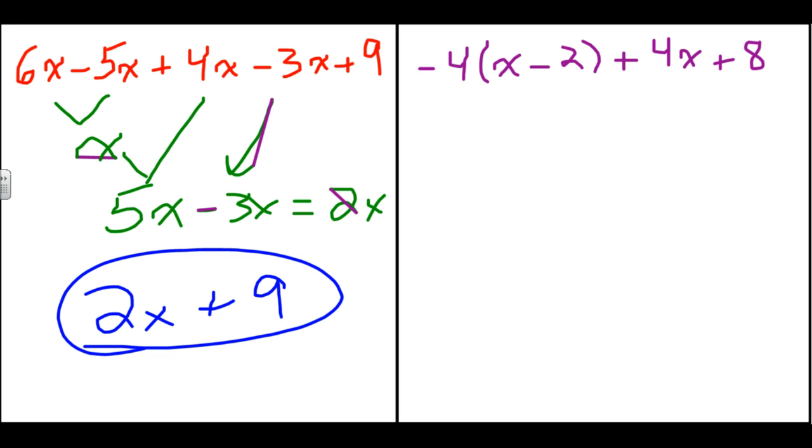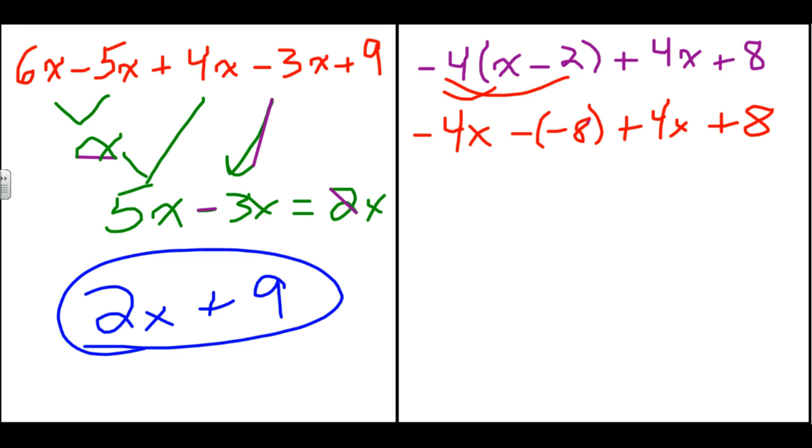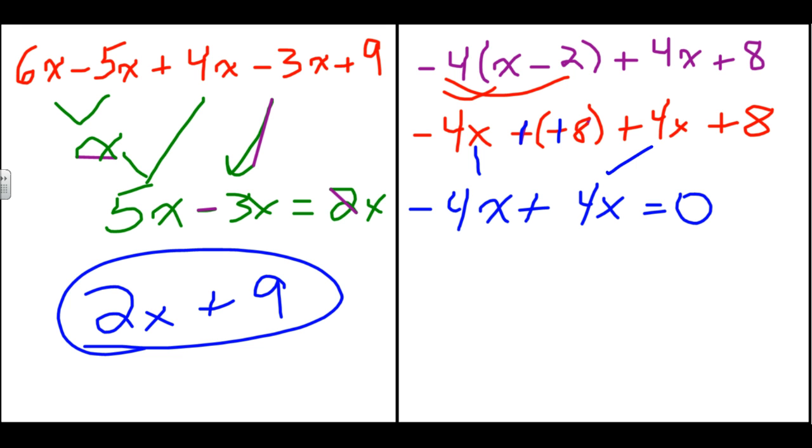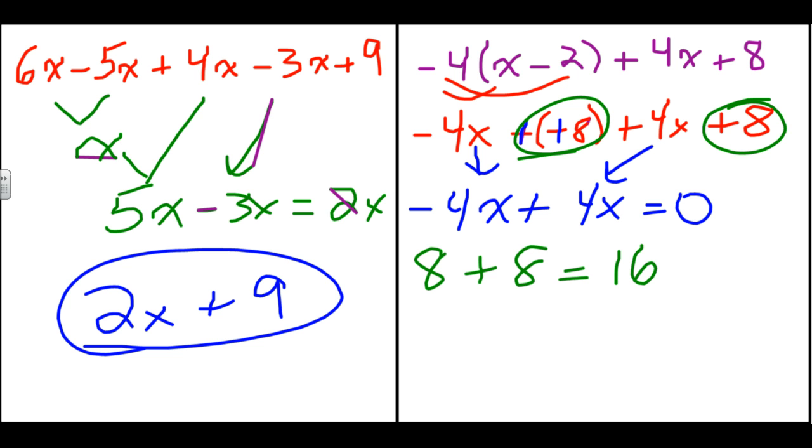Now we need to do some distributing on the purple problem. We have negative 4x minus negative 8 plus 4x plus 8. Let's change this slightly with a keep change here. So it becomes negative 4x plus 8 plus 4x plus 8. Now negative 4x plus 4x is, of course, 0. And we have 8 plus 8, which gives us 16. So overall, our answer is 0 plus 16, or just 16.